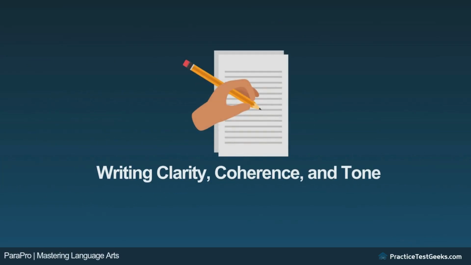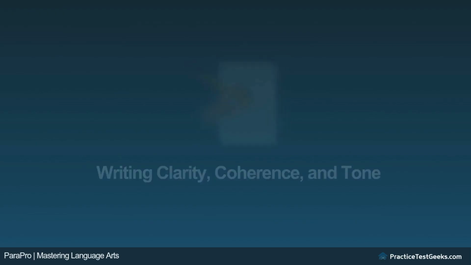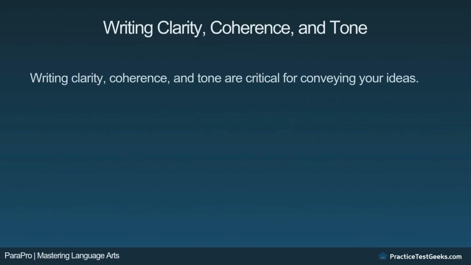Writing clarity, coherence, and tone. Writing clarity, coherence, and tone are critical for conveying your ideas effectively and appropriately, especially in a classroom setting. Here's how to improve each.